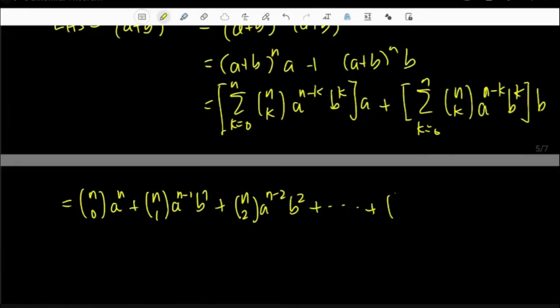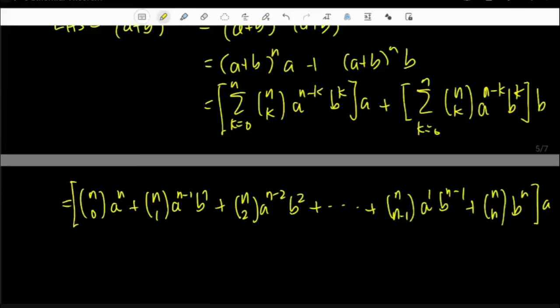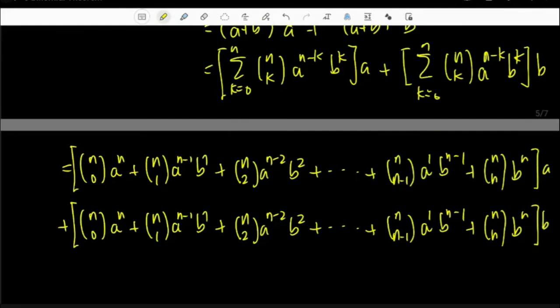Ano yung dulo? N taken N minus 1, A to the 1, B to the N minus 1. Right? 1 na lang yung sa A kasi quantity N minus 1. So, 1 na lang matitira. B to the N minus 1. Plus, yung pinaka-last na term, N taken N, B to the N. So, lahat yan, i-multiply mo lang ng A. Right? Plus, the same thing, so that same quantity times B.